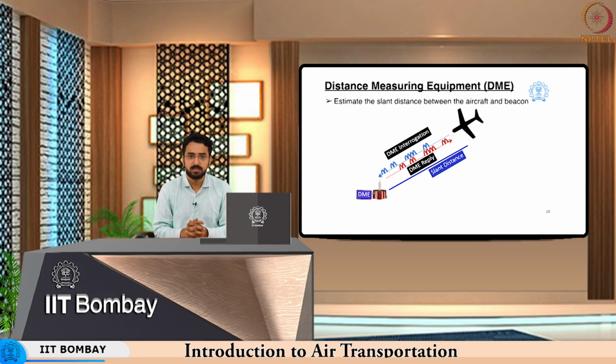Now, as you can see, this distance is not actually the ground distance. In order to calculate the ground distance, the DME equipment can make use of altitude data that is available through the altimeter, and henceforth calculate the ground distance.